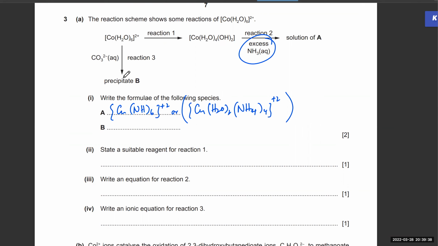Anyways, what is precipitate B? Precipitate B is cobalt carbonate. So precipitate B is formed, so it's got to be cobalt carbonate. The suitable reagent for reaction number 1 is the OH ion. So you can add NaOH aqueous.